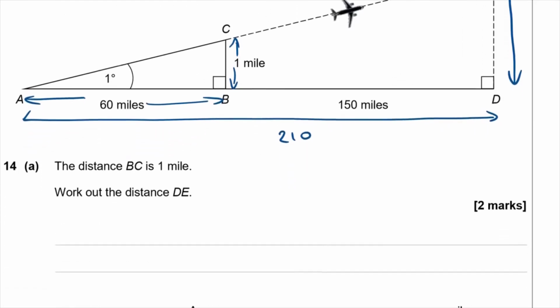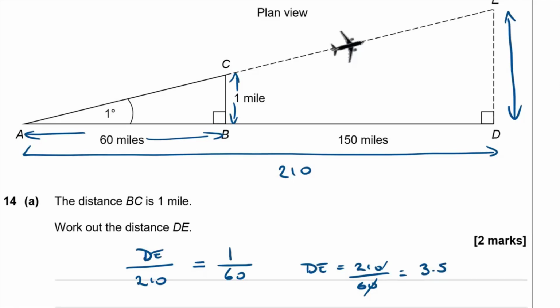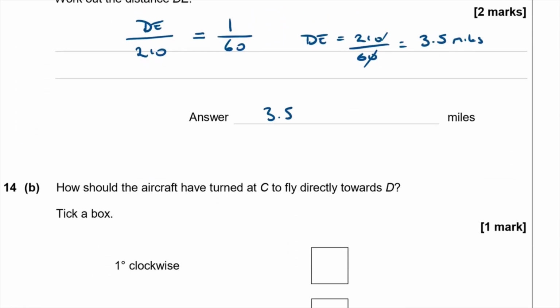Okay, so we know in similar triangles that sides are always in the same ratio. So we know that side DE divided by 210 is going to be the same as the side BC, which is 1, over AB, which is 60. In other words, DE is going to be 210 over 60, which is 21 over 6, or 3.5 miles. So 3.5 miles.